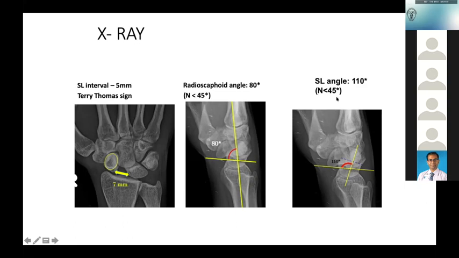Normally it should be less than 45 degrees. This slide shows a typical X-ray wherein the scapholunate is injured, with even the injury of the secondary stabilizers. Even before the MRI is done, you could get an idea.